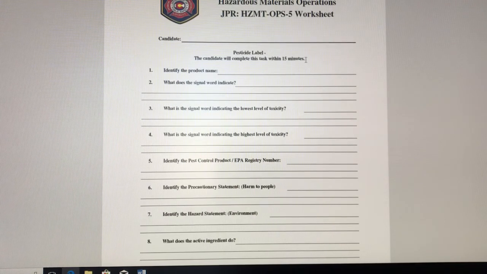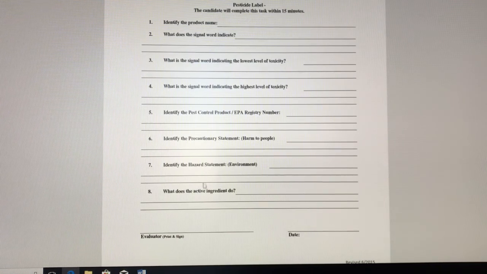So 15 minutes might sound like a short amount of time, but really you're only filling in 8 pieces of information. 2 of these are essentially one word. What is the signal word indicating the lowest level of toxicity? Caution. What is the signal word indicating highest level? Danger or poison. You can do danger/poison and you'll hit those highest toxicities. Identify that number, just transcribe it over. What is a precautionary statement? Transcribe that over. Same with the environmental statement, the hazard statement. What does the active ingredient do? List what it is and what it does.